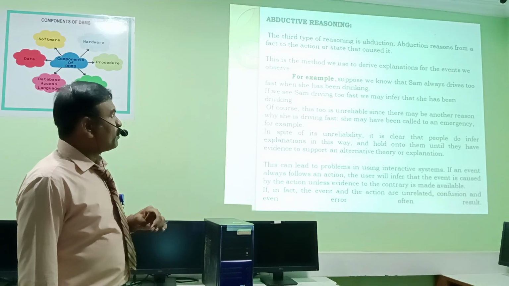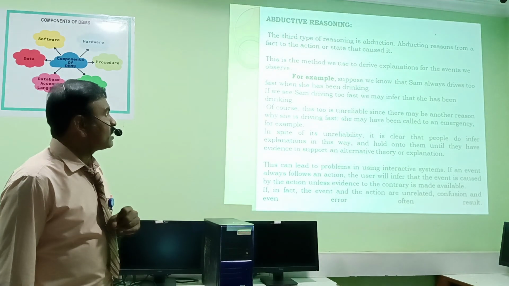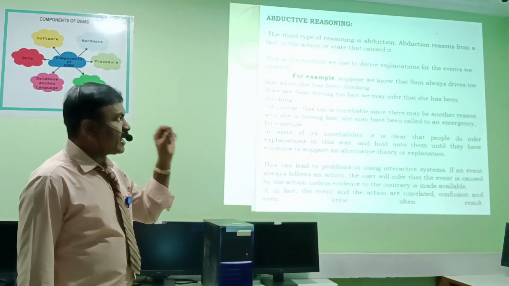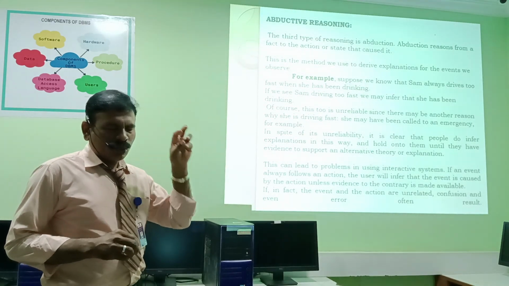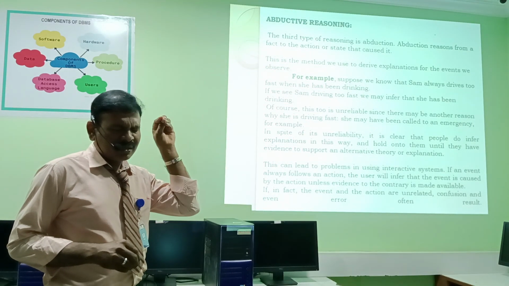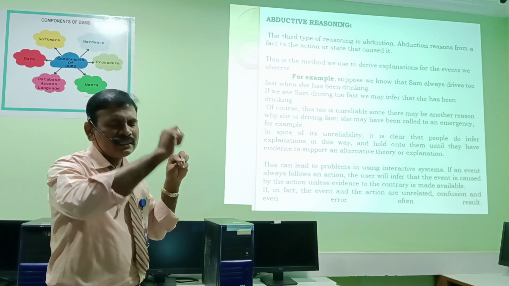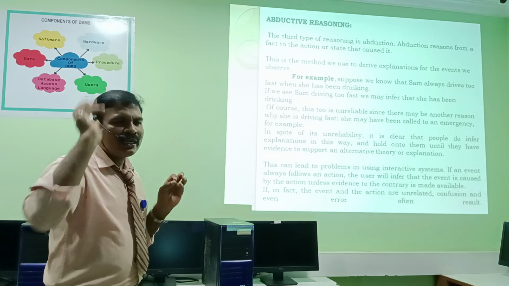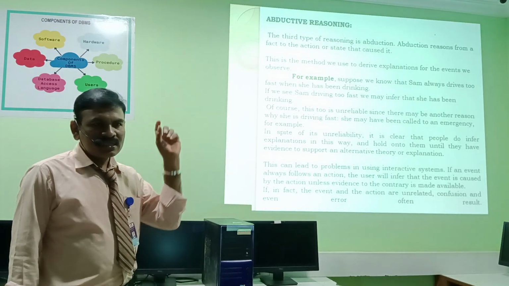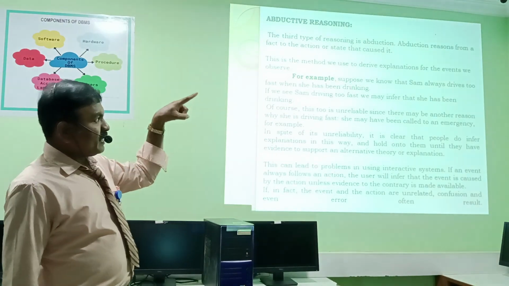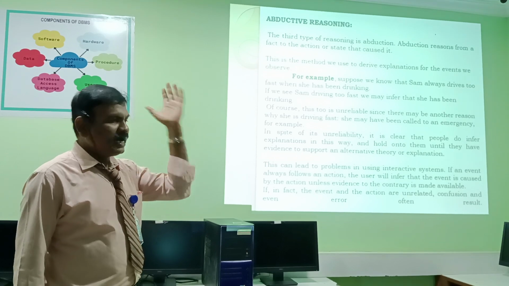Next, abductive reasoning. The third type of reasoning is abductive reasoning: from fact to the action, or from a state to the cause that produced it. If we say vowel, it automatically comes to the fact: A, E, I, O, U. Or it may be the cause for that; if it is not there, causes of error will arise from there.